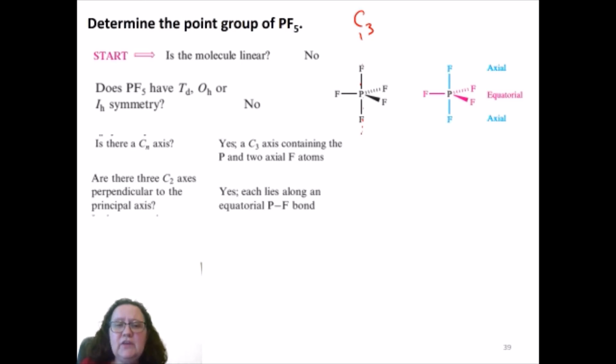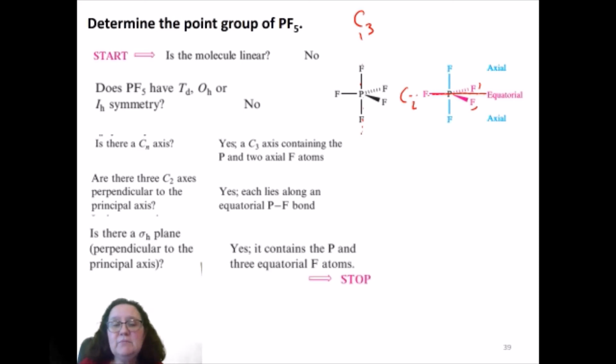Are there C2 axes perpendicular to the principal axis? Yes, there are three of them, and they go through each of these phosphorus-fluorine bonds that are in the equatorial position. So that's a 180-degree rotation around that bond, swapping those two fluorines around. So you have one C2 going through each of those phosphorus-fluorine equatorial bonds.